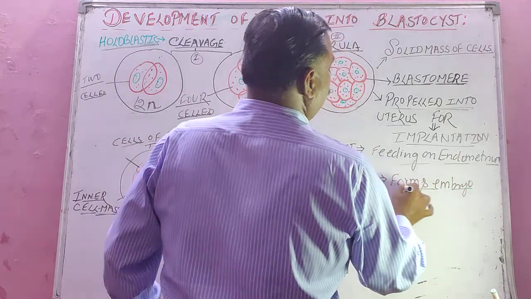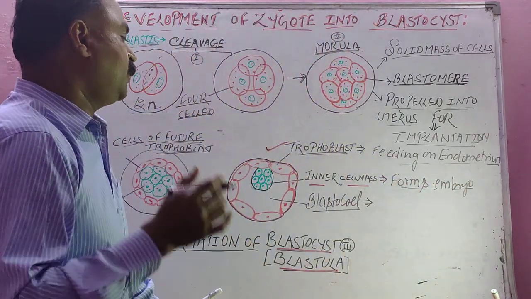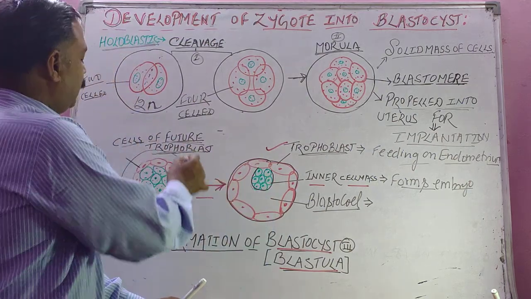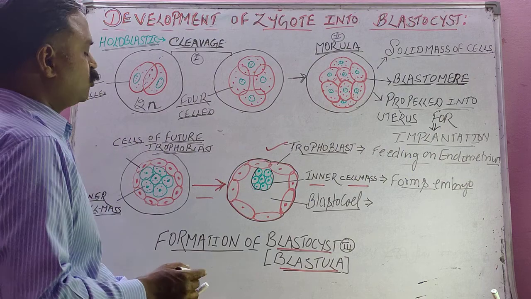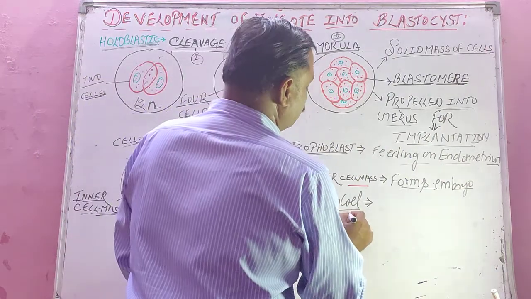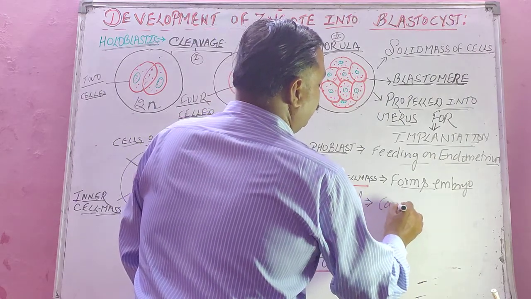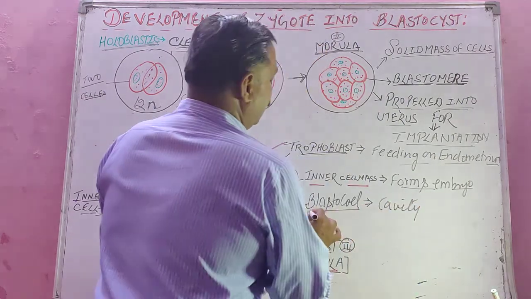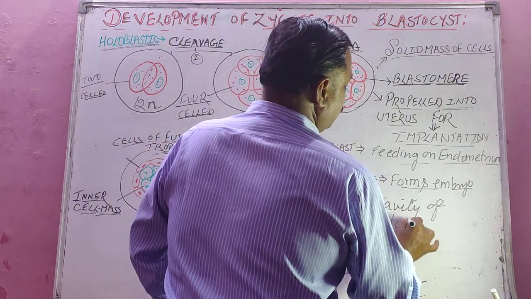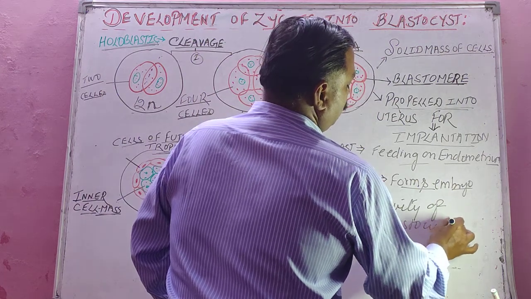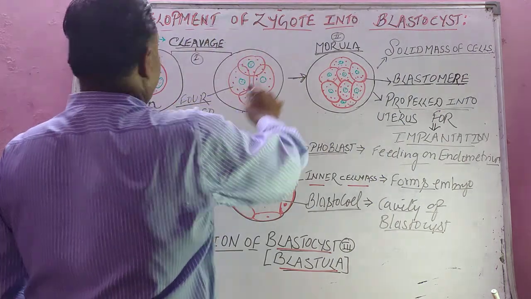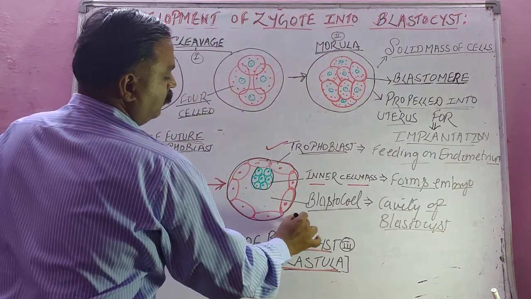Part of the embryo. You can say it is proembryonic tissue, and then a cavity develops due to the dynamic rearrangement of these blastomeres. A cavity is left in between, that is called the cavity of blastocyst, blastocele. So as per your class 12th bio course, we only have to study development of zygote into blastocyst.